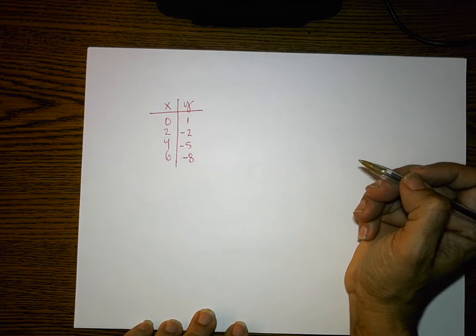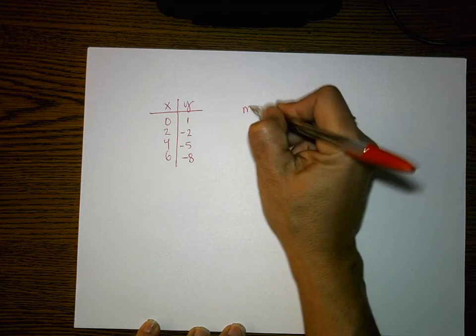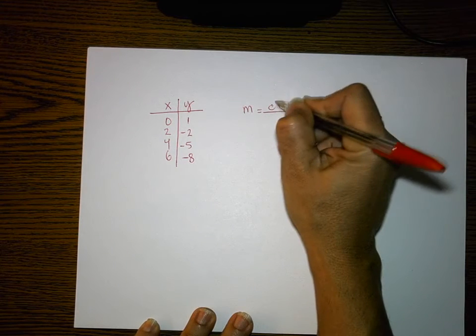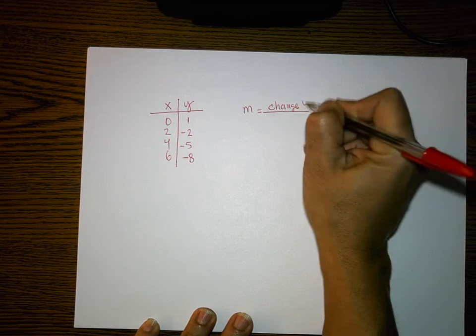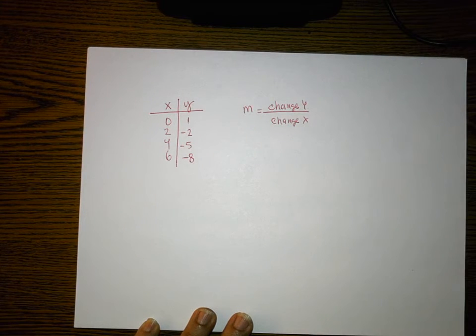Some of the students, they see it really, really quick. So I'm going to write it down. M equals change in the Y values over the change in the X values. And I'm going to give you 1 minute there for you to tell me what is the slope.